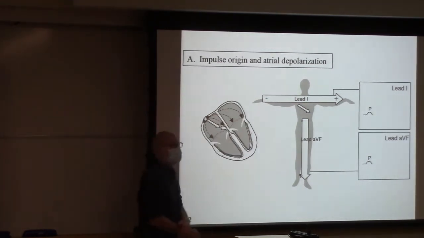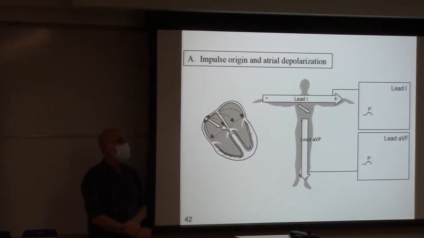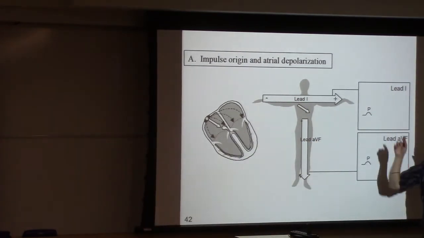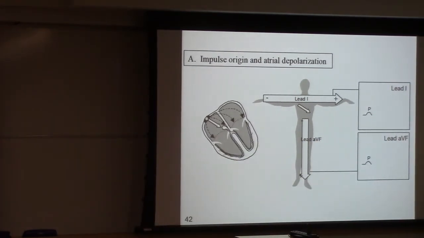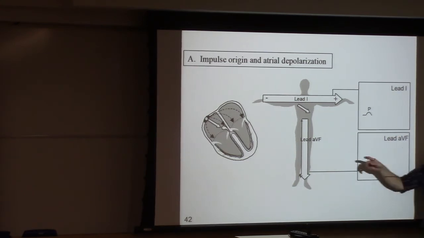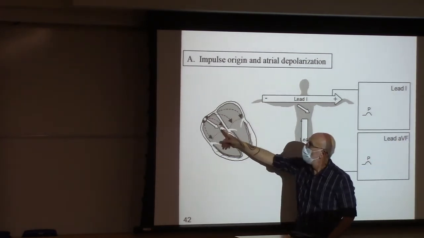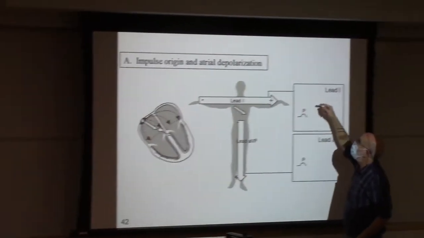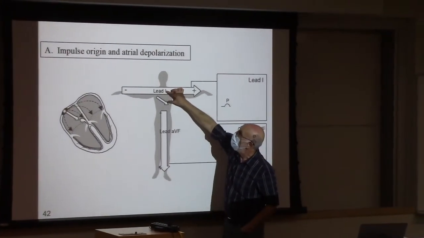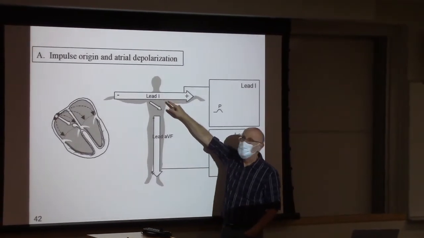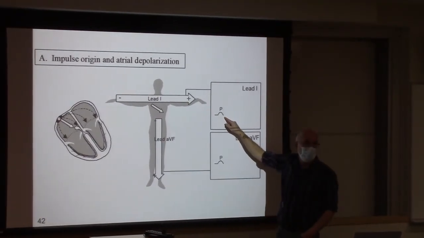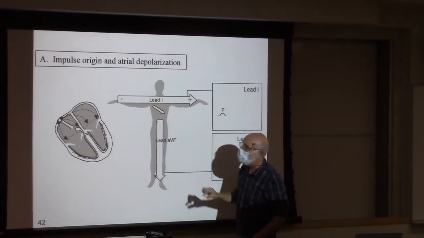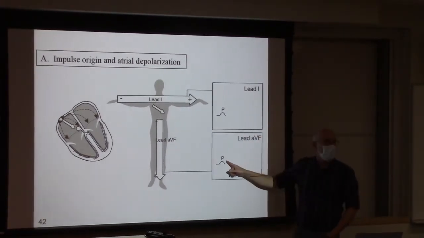but the spread of depolarization throughout the atria is big enough to detect, and it generates the P wave, which is actually a pretty small signal, but we can detect. This signal generates an amplitude and a direction. It is partially aligned with lead 1, so we get a positive signal. It is partially aligned with lead aVF, so we get a positive signal.